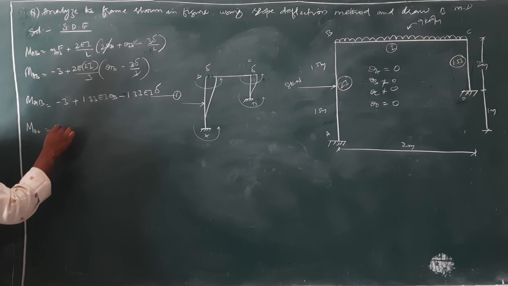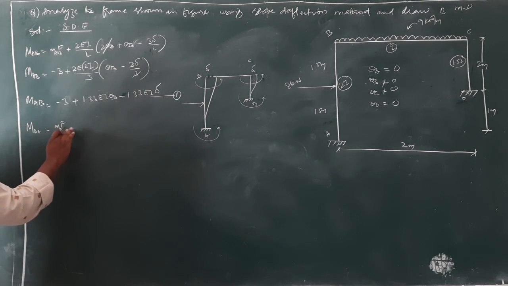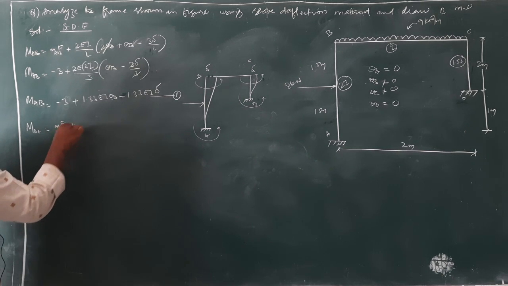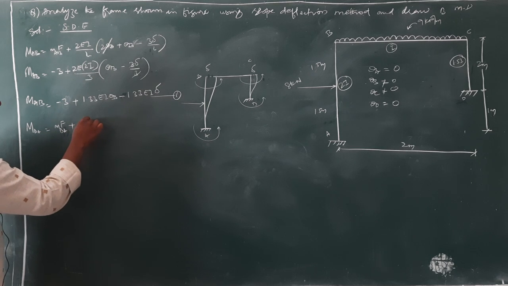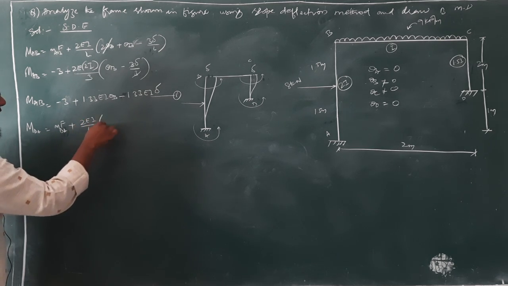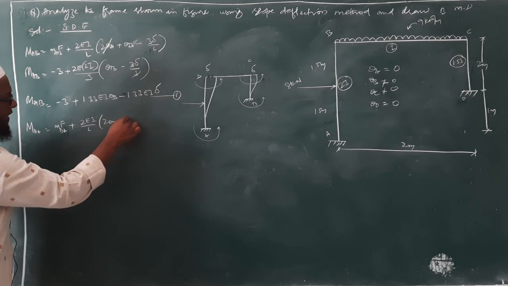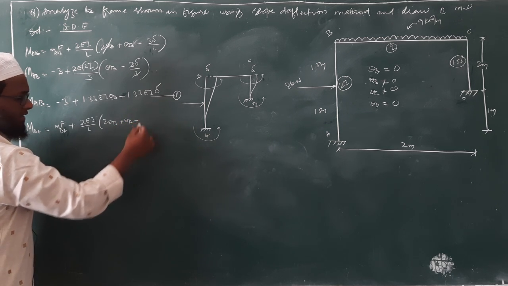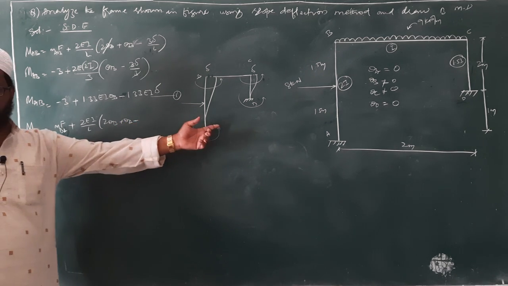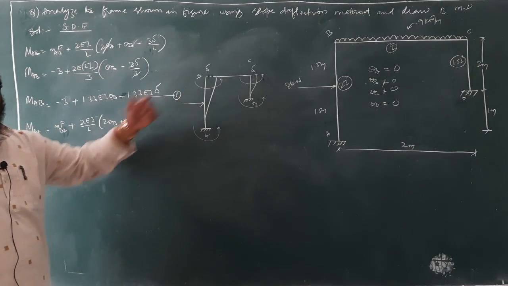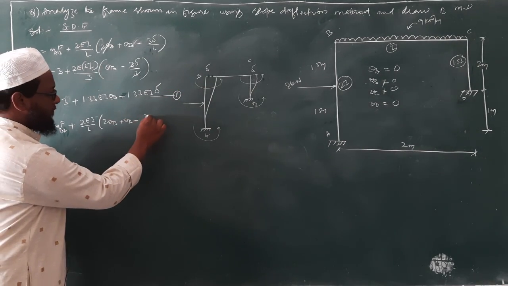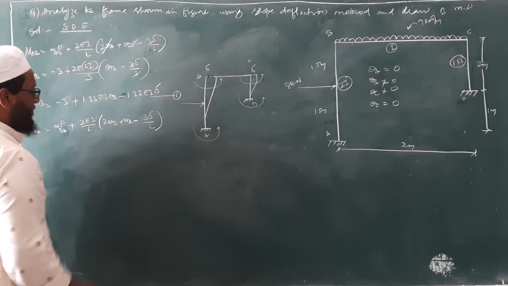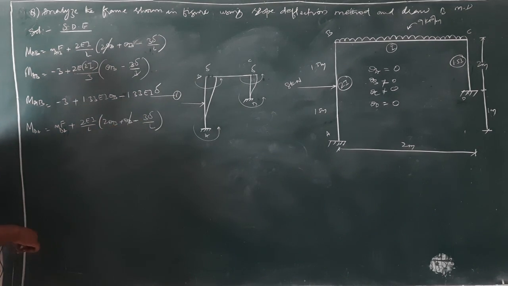MBA. What is MBA? MFBA plus 2EI by L into 2 theta B plus theta A minus 3 delta by L square. Here also it will be minus 3 delta by L. So theta A will become 0, right?